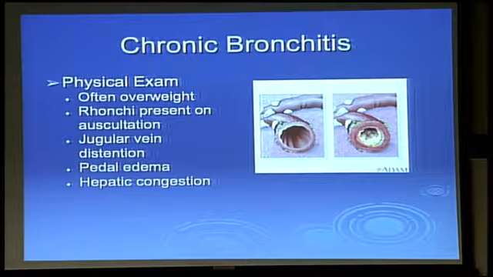Patients with pure chronic bronchitis are more likely to be overweight. They can have rhonchi, jugular venous distension, and pedal edema, so these patients can be difficult to differentiate from patients with CHF. The end-tidal CO2 can be an important clue, but also that prolonged expiratory phase can be a really important clue.